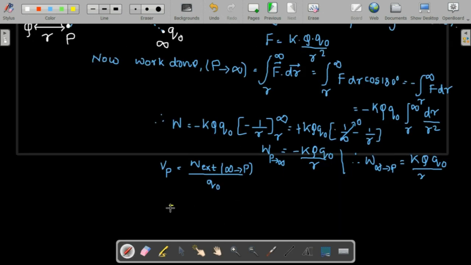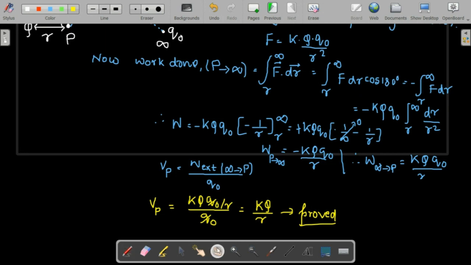So we can just replace it here. We can simply write down that the potential is k Q Q naught by r divided by Q naught. Let's cancel this out. We're getting it to be kQ by r. So that's the proof for this. This proof comes from the definition of potential difference and potential and the idea of work done and potential connection.